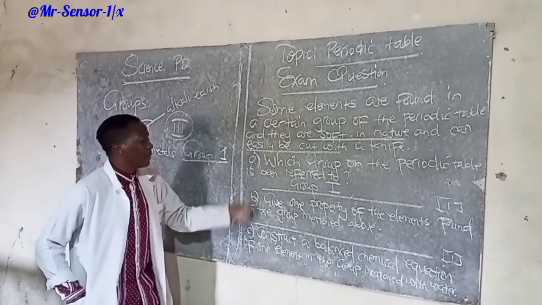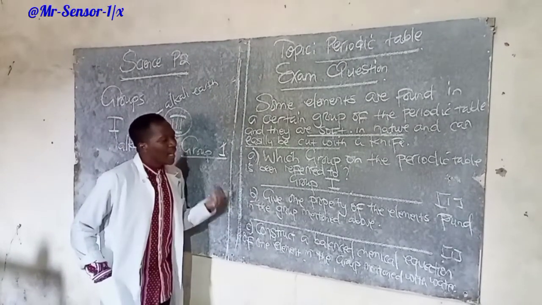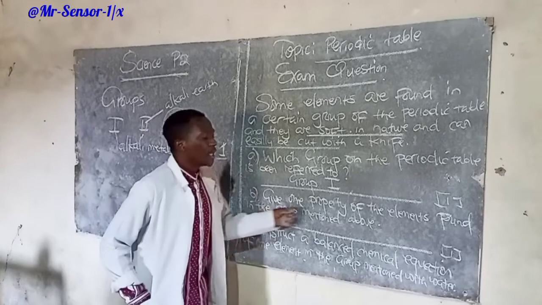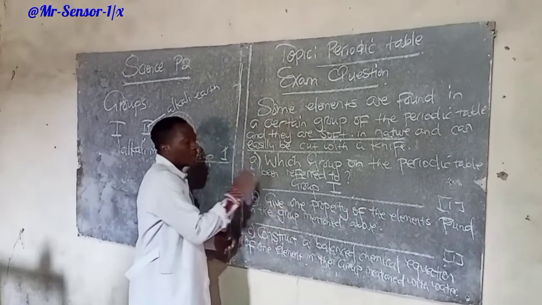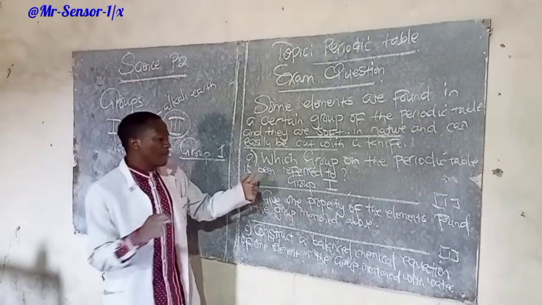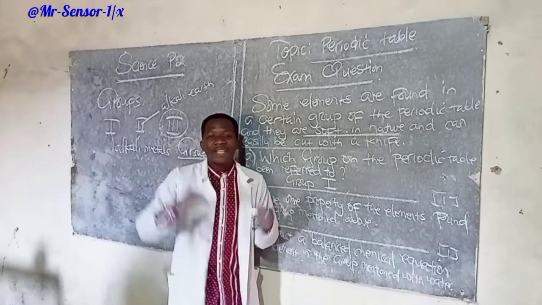Then we go to B. Give one property of the elements found in the group mentioned above. The element found in the group mentioned above can be chosen from the group provided. This is an example.